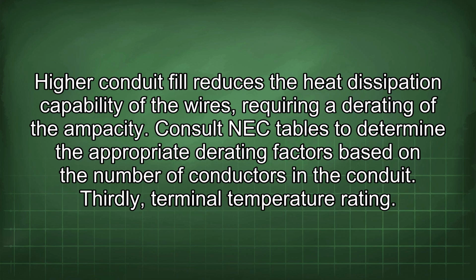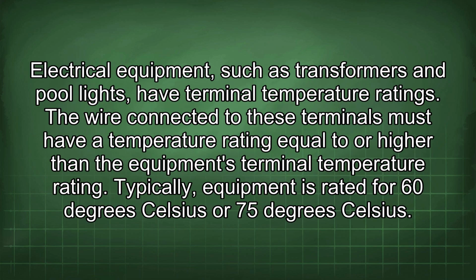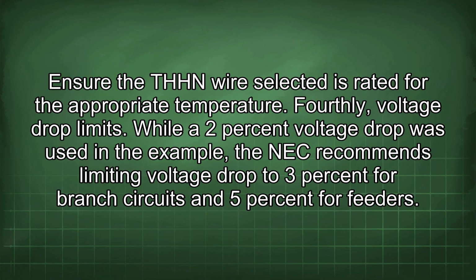Thirdly, terminal temperature rating. Electrical equipment, such as transformers and pool lights, have terminal temperature ratings. The wire connected to these terminals must have a temperature rating equal to or higher than the equipment's terminal temperature rating. Typically, equipment is rated for 60 degrees Celsius or 75 degrees Celsius. Ensure the THHN wire selected is rated for the appropriate temperature.